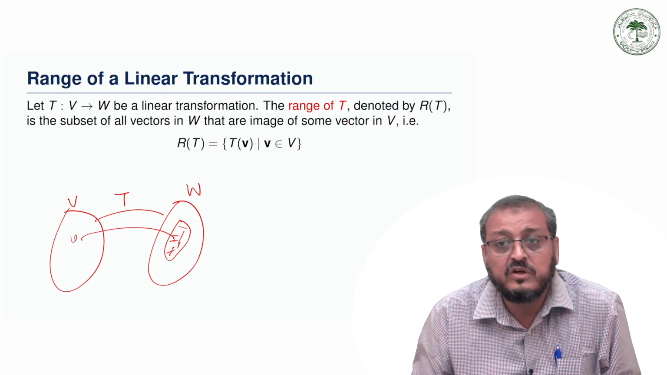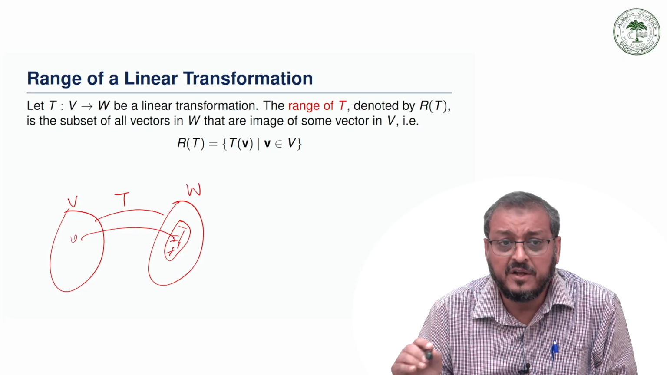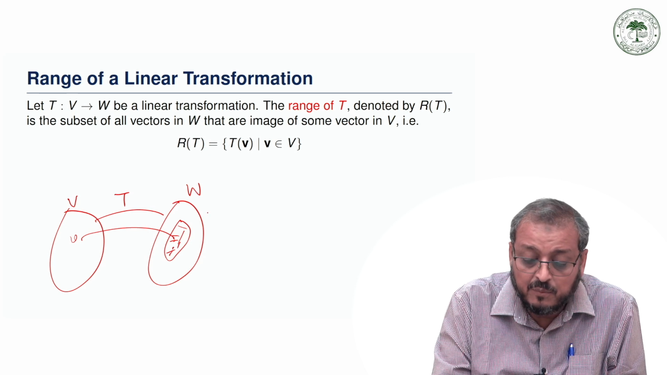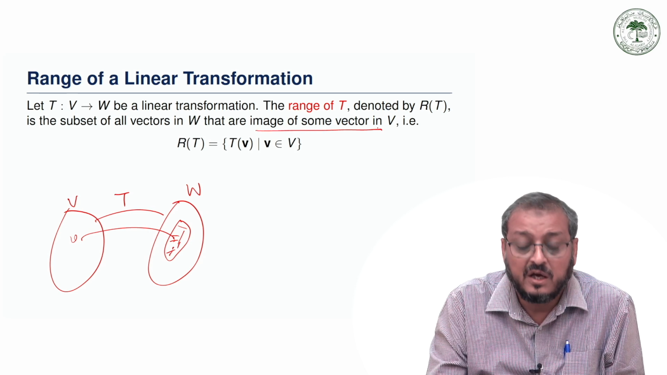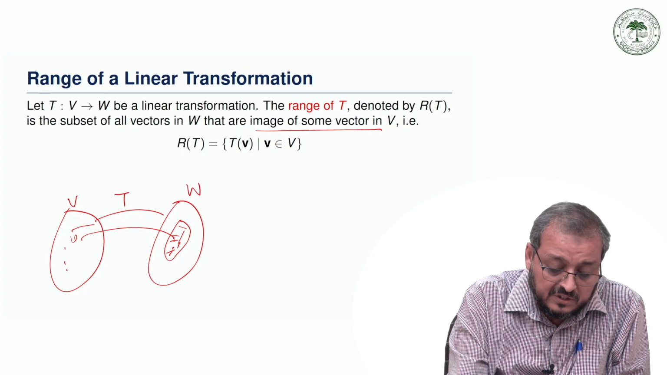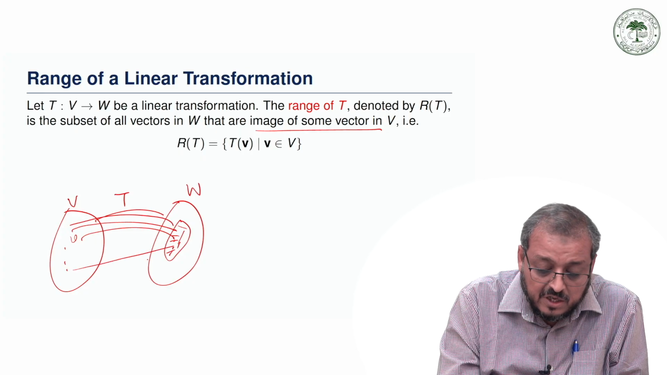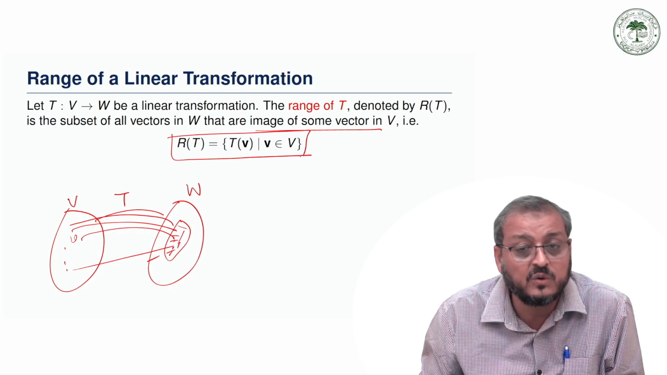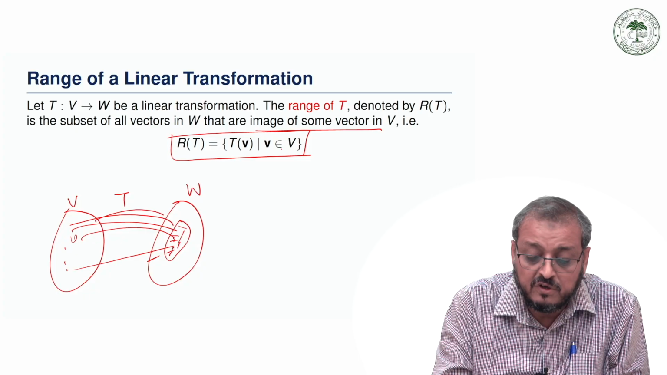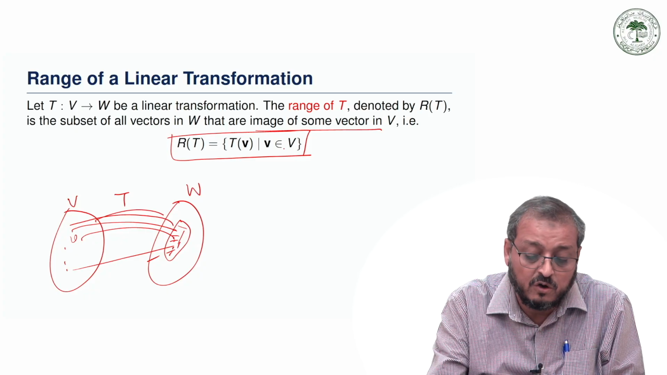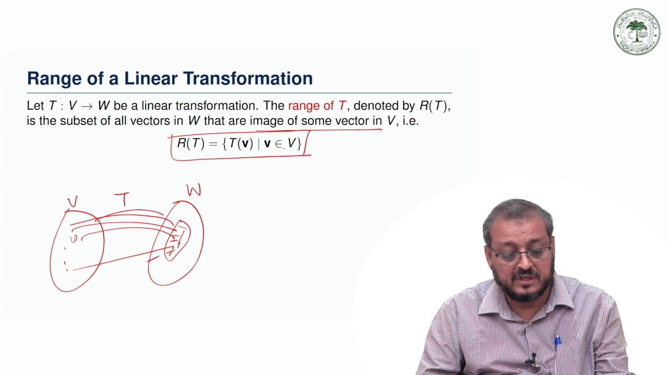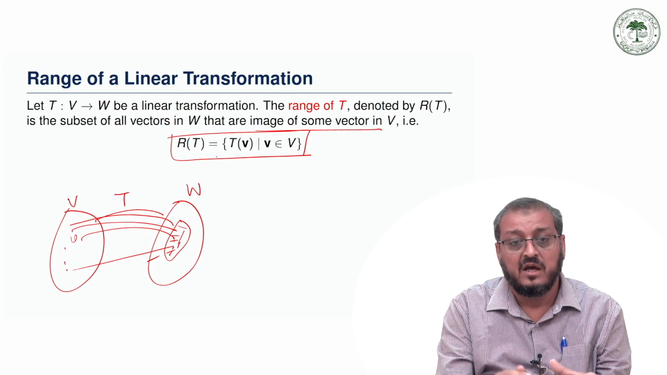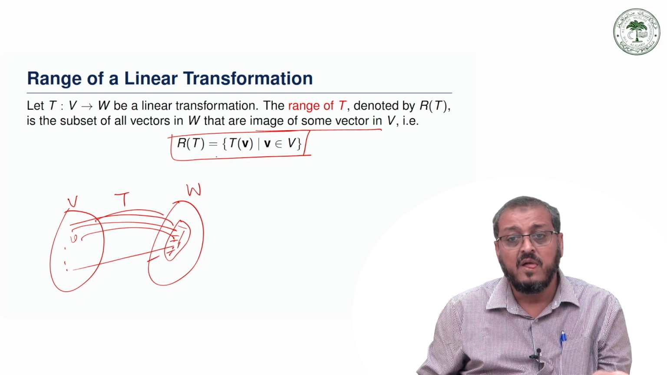The range of T, generally denoted R(T), is the subset of all vectors of W that are images of some vector v. So R(T) is equal to the set of T(v), where v is an element of V. We take the collection of all the images of the elements of V in W. That image set is called the range of T.